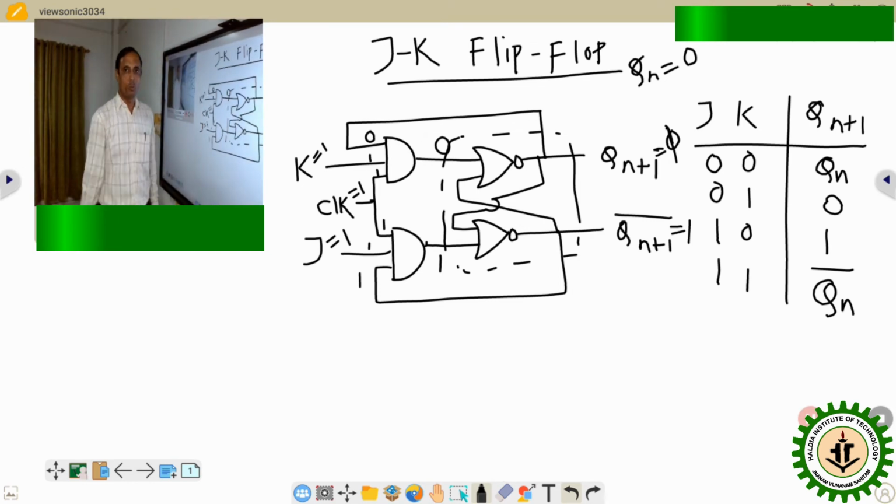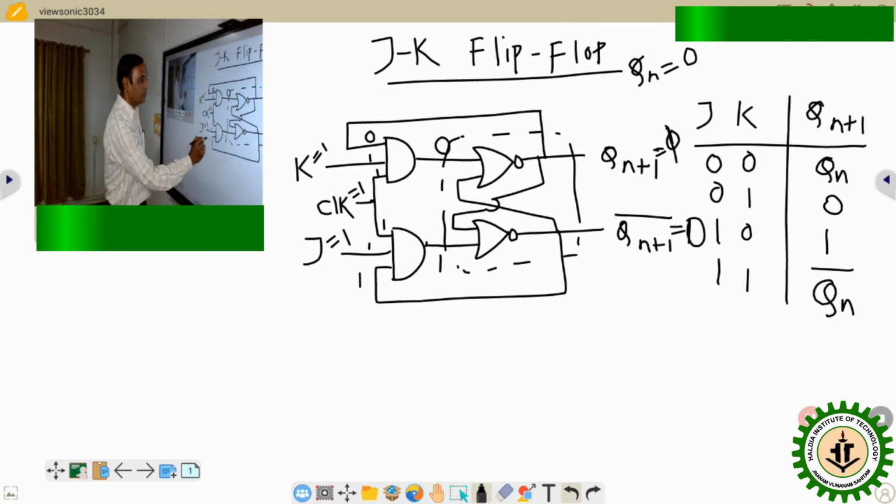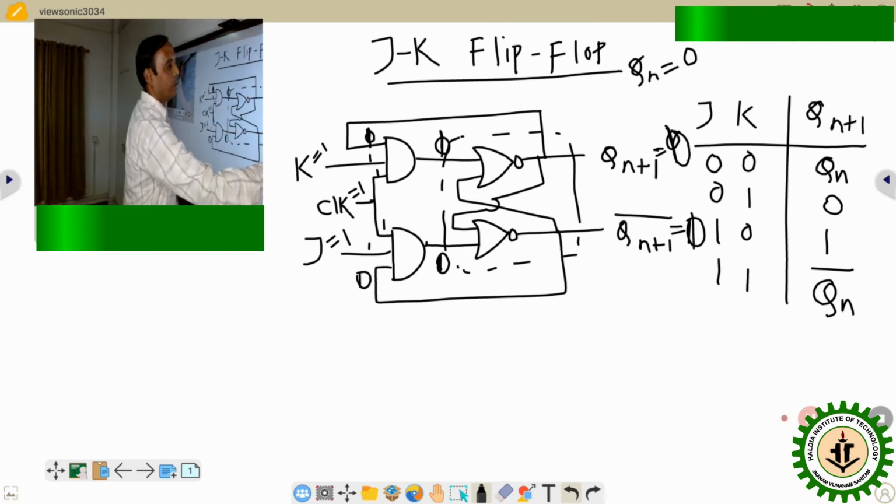Whenever it changes to 1, just consider that the current output Q is 1. So current output 1 means the complement of the current output is 0. So this value will be 0 and this value will be 1. So opposite, that means according to the SR latch, this is the R position, so R equals 1 and S equals 0. So this value will be 0 and this value will be 1.